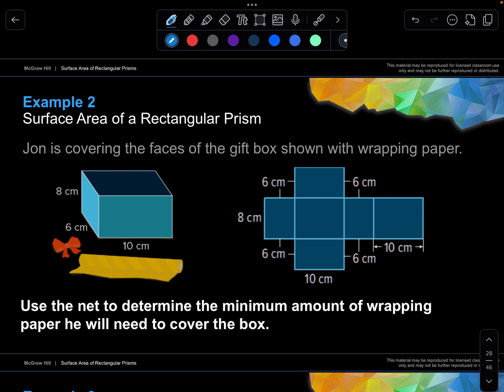All right, moving on. Surface area of the rectangular prism. Now, what is a real life example of when you might use surface area? Before we go there, let's see, what is our trivia of the day?